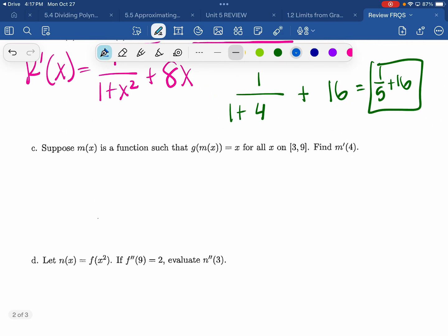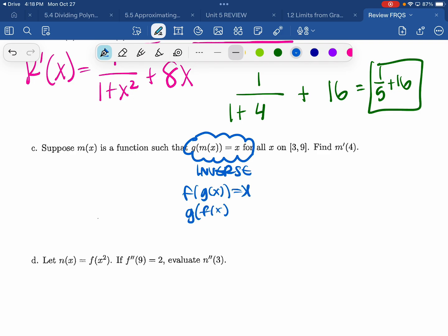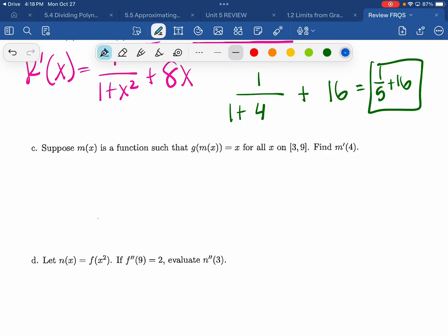All right, suppose m of x is a function such that g of m of x equals x for all x on the interval from 3 to 9. Find m prime of 4. All right, so this guy right here means inverse. That's one of those inverse properties. F of g of x equals x, and g of f of x equals x. So you don't have to write this, but if you see that expression, that just means inverse. So I know that this is going to be an inverse type question.